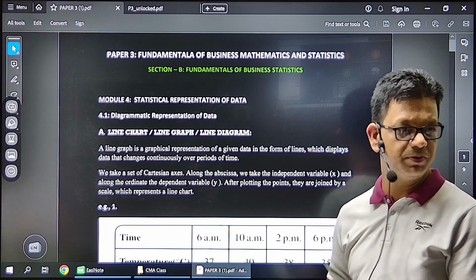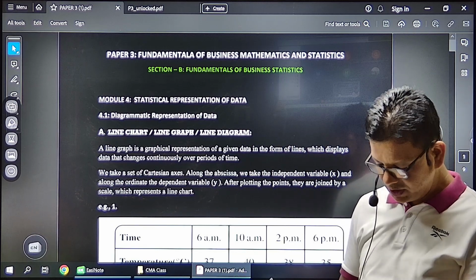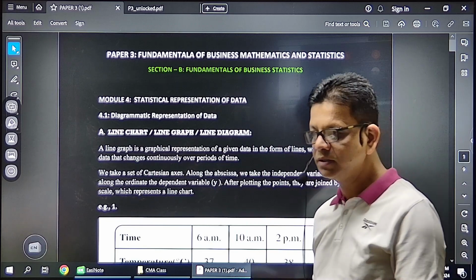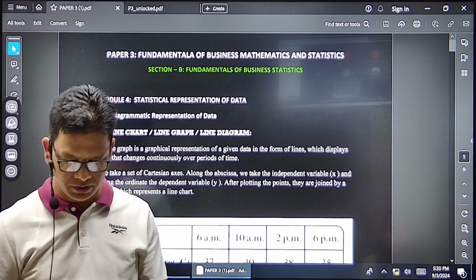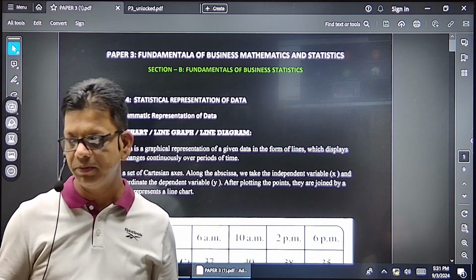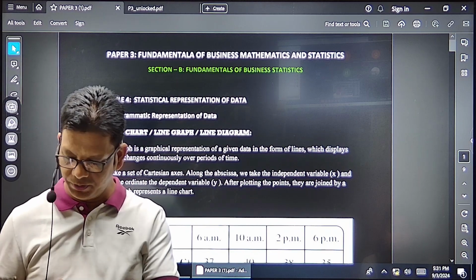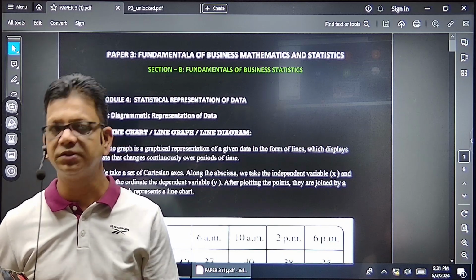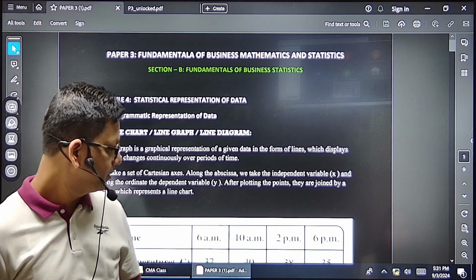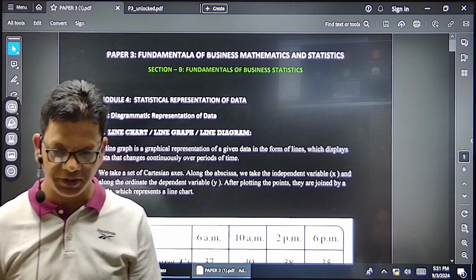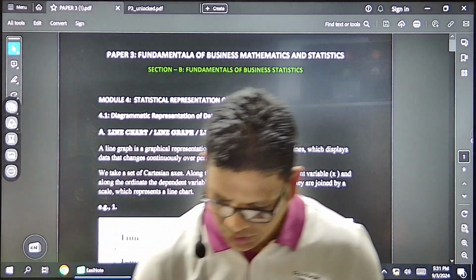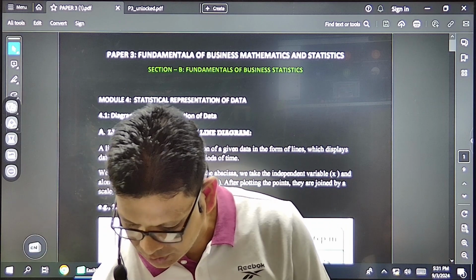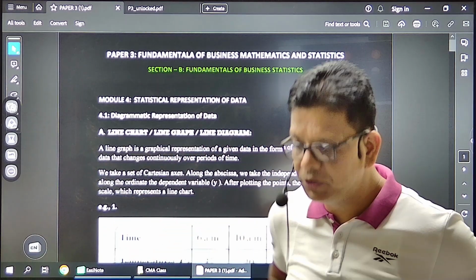I think you have heard of this paper 3. It's business mathematics and statistics. Whatever statistics portion is there, I'll be covering here, and one more maths teacher will be covering the maths portion. All the statistics and mathematics we will have will be related to business only. My portion starts with page number 235, module 4.